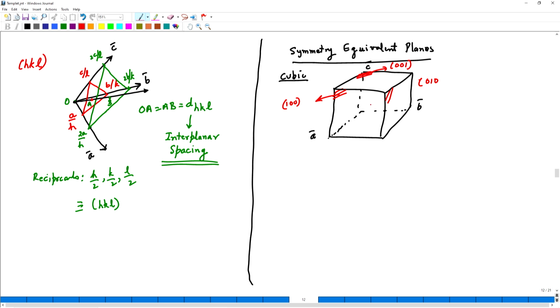Now, these three planes, suppose there are only lattice points at the corners, or even if you take the face centered cubic, you will see that all the planes would have the same set of lattice points. If it is a primitive cell, there are lattice points at the corners, and if it is a face centered cubic cell, then one will see lattice points at the corners and the center of the face for each of these planes. So, all of these planes can be clubbed together into a family of planes.